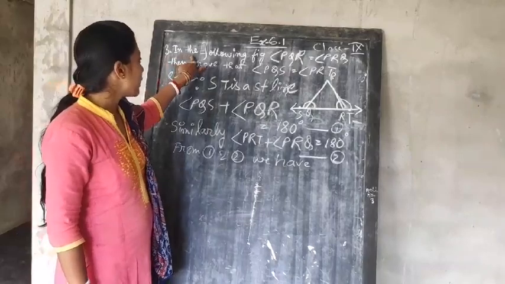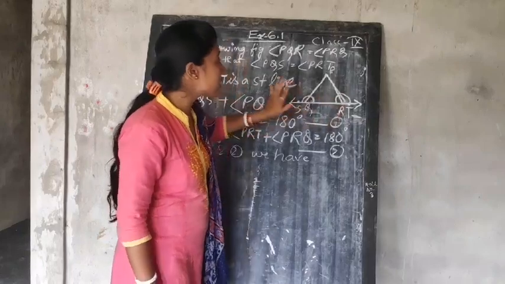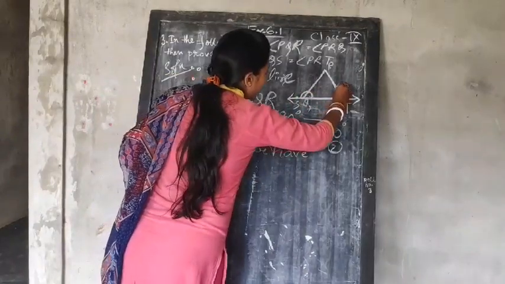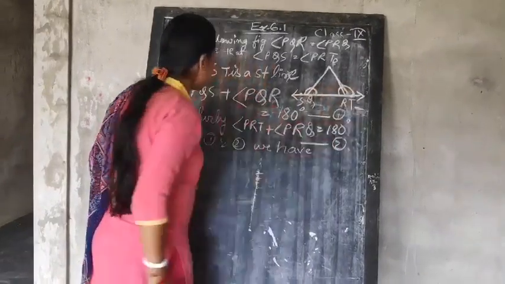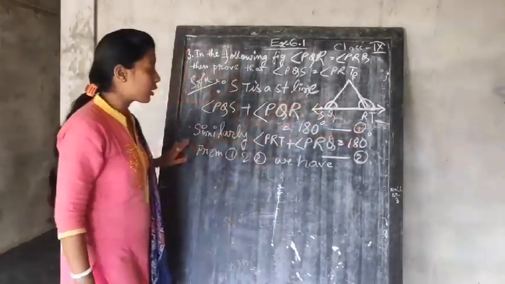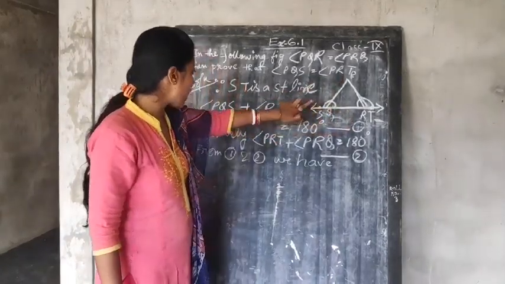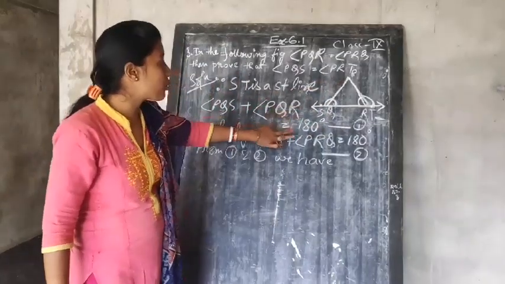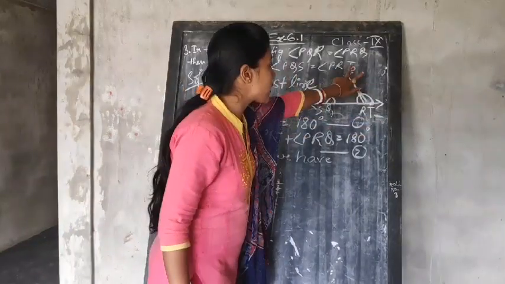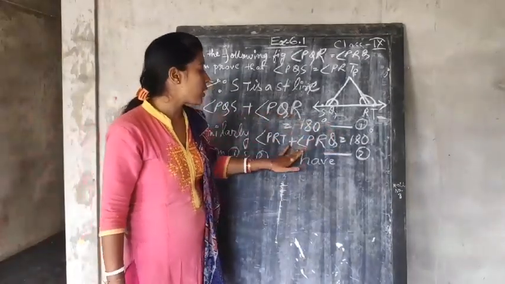Now question number 3. In the following figure, angle PQR equal to angle PRQ is given. You are to prove that angle PQS is equal to angle PRT. This angle is equal to this angle. So how will you start? Like before only. Since ST is a straight line, what will be your adjacent angles? Angle PQR plus angle PQS equal to 180 degree. Similarly, what can you write? Angle PRT plus angle PRQ equal to 180 degree. Give this as equation 1 and this as equation 2.